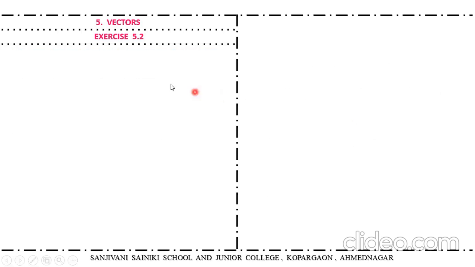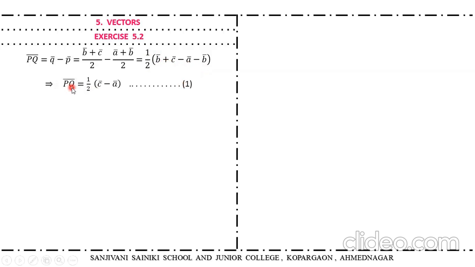So what we get? PQ bar is equal to position vector of the point Q minus position vector of the point P, q bar minus p bar, which is equal to b bar plus c bar upon 2 minus a bar plus b bar upon 2. We put the values of p bar and q bar. Now their denominators are same, so we take the subtraction of the numerators. So 1/2 of b bar plus c bar minus a bar minus b bar, that is PQ bar is equal to 1 upon 2 times c bar minus a bar, because b bar and minus b bar will get cancelled. By this way you get the value of PQ bar, equation number 1.